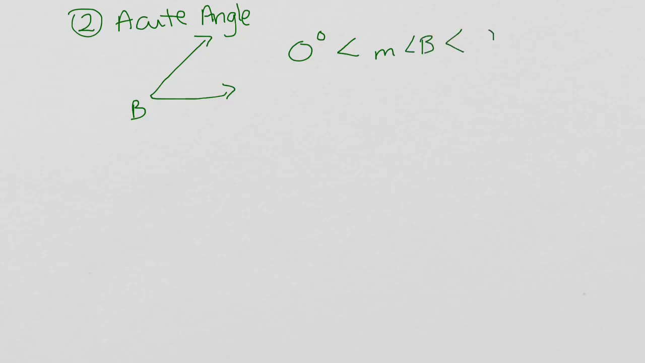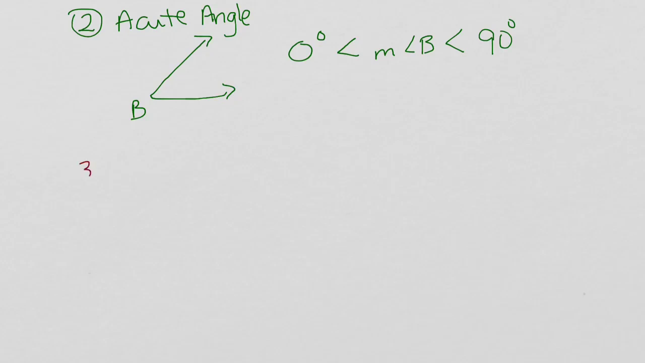Okay, the next type of angle we're going to talk about is an acute angle. An acute angle is an angle whose measure is between 0 and 90 degrees. So if that's angle B, we can say that 0 degrees is less than the measure of angle B, which is less than 90 degrees. It has to be between 0 and 90 degrees.